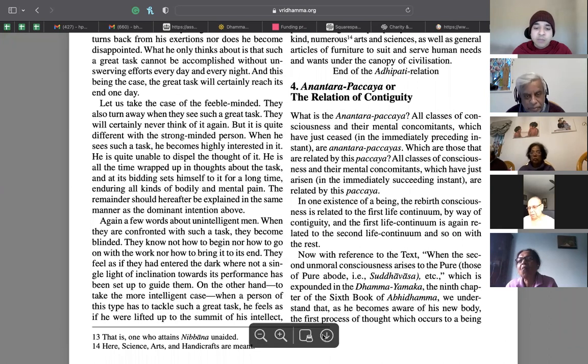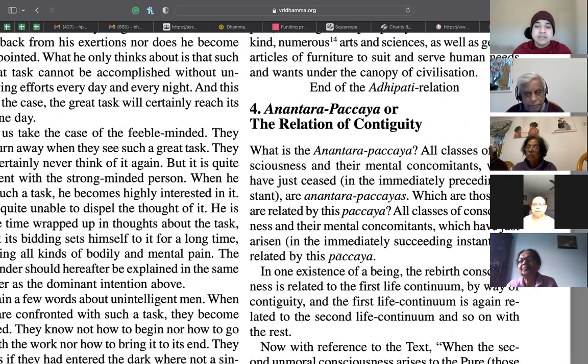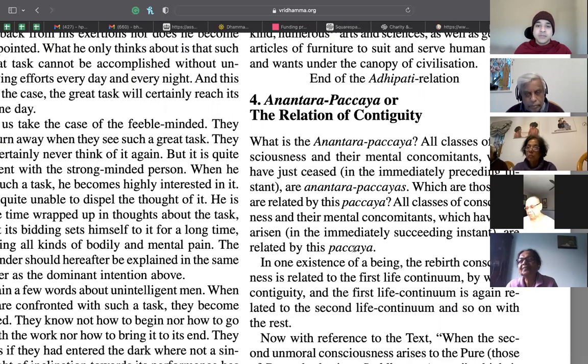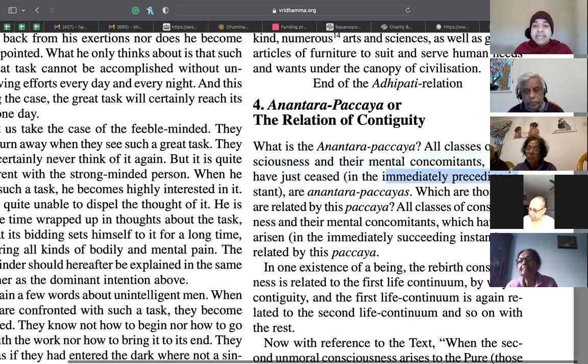Can everyone see? Do you want me to increase it? Is that clearer? Yeah, I will read. Anantara Paccaya. What is Anantara Paccaya? All classes of consciousness and their mental concomitants which have just ceased in the immediately preceding instant are Anantara Paccayas.